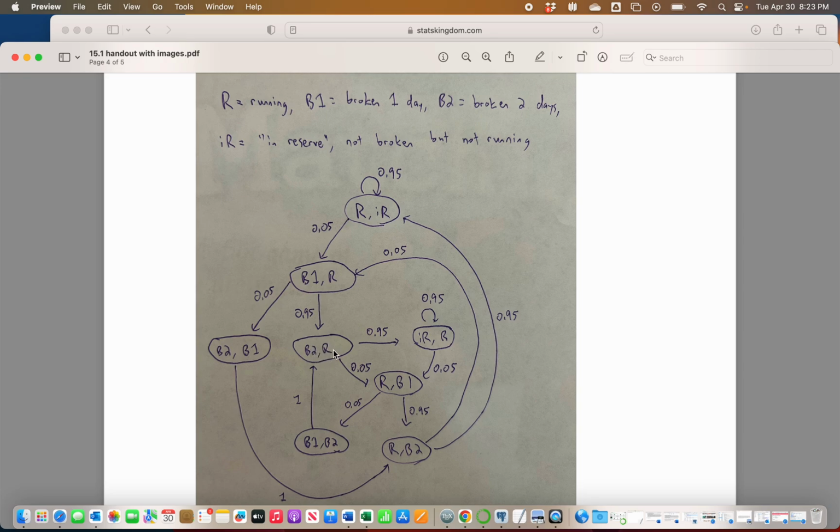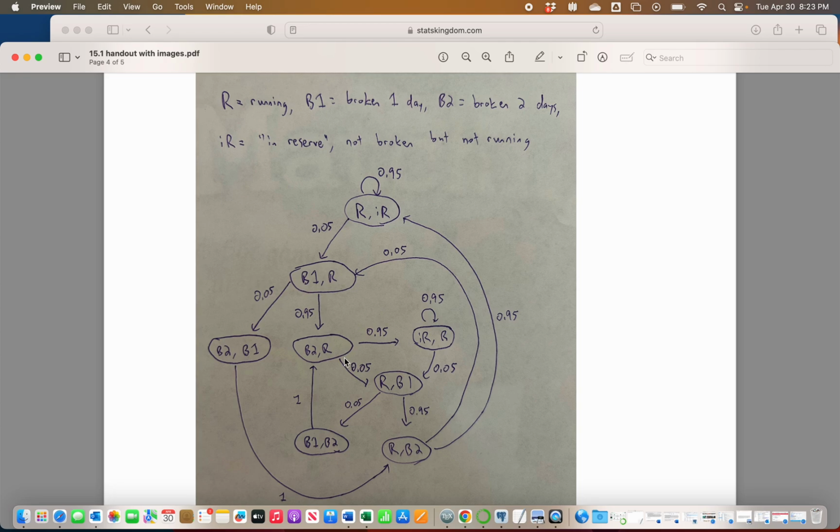Okay, so from there, what could happen? Well, things could keep churning along nicely for machine 2. It was running here, it was running here. There's a 95% chance machine 2 keeps running, and now because machine 1 has been broken for 2 days, the repairs are over, now it's in reserve. And then we just get kind of a mirror image of that with machine 2. So now machine 1 is in reserve, machine 2 is still running. Now machine 2 could break, and we get kind of a mirror image.